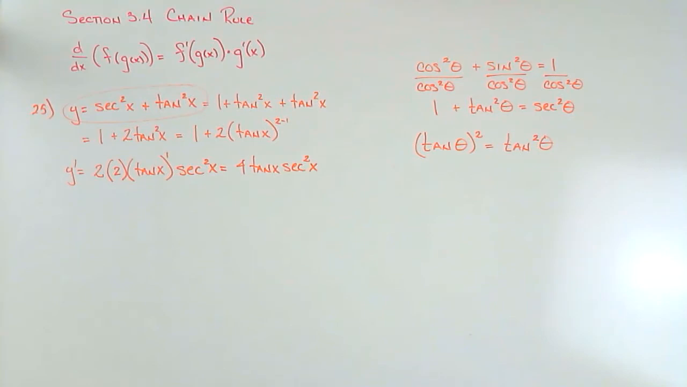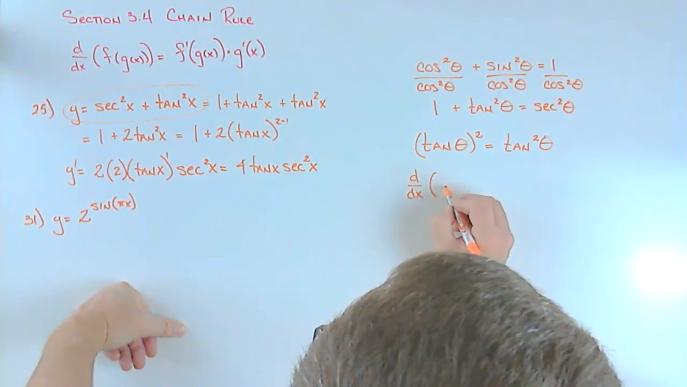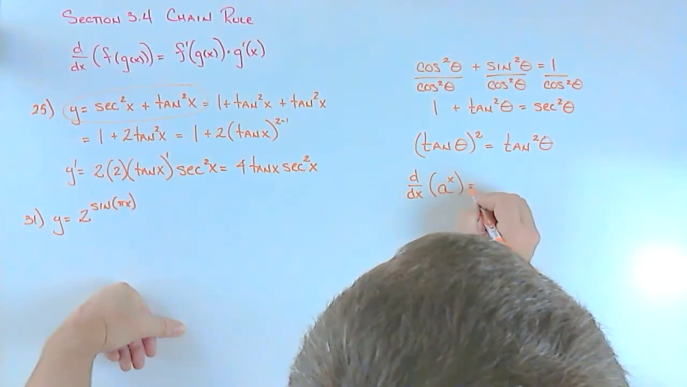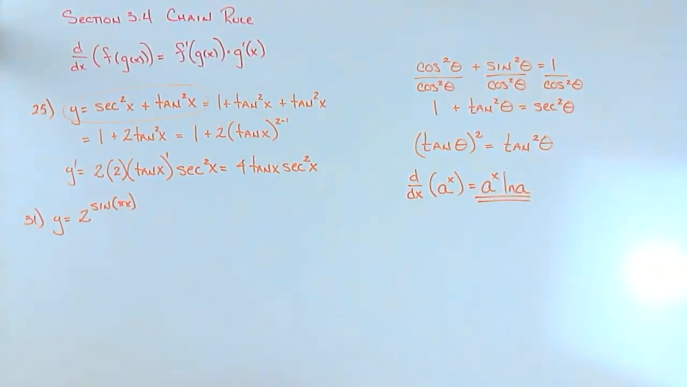What about a problem like 31? Okay. 31, we have y equals 2, and now our power is sine of pi x. Okay. Now we have a rule that says if we're taking the derivative of a number like 2 or 7 or 12, a to the x, we get a to the x times the natural log of a. Okay. That's our general exponential rule.